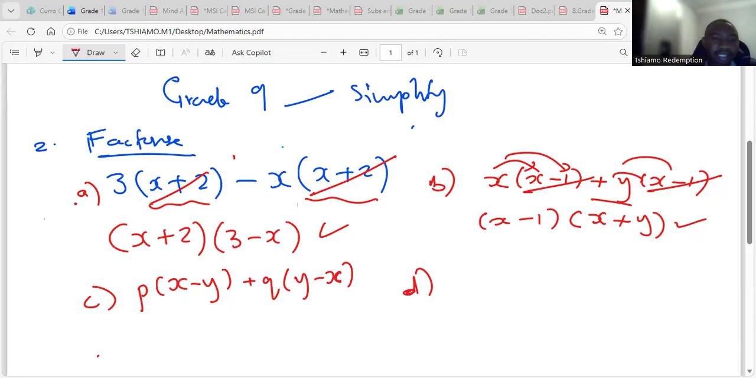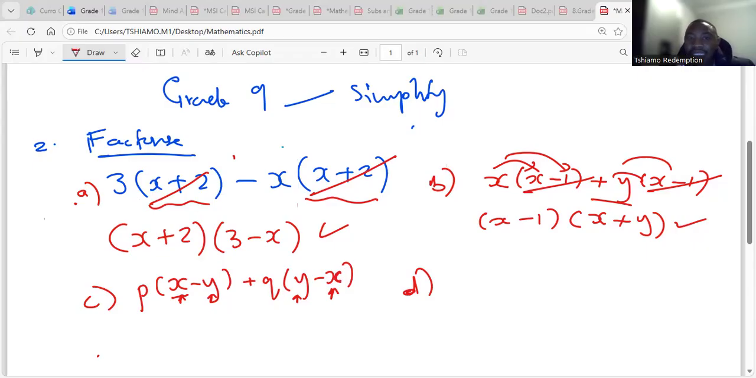So look at x. In this bracket, x is positive. In this case, x is negative. In this case, y is positive. This one is positive. So the terms are the same in the brackets, but the signs are different. So what do we do in this case? We introduce what we call a sign change.